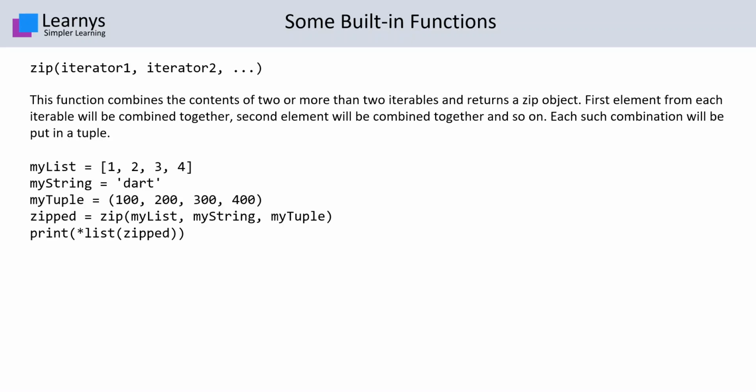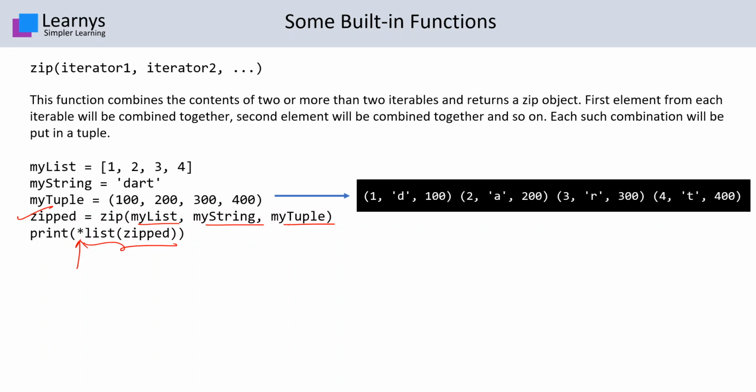Let's say we have a list, a string and a tuple. All these three are iterables. We are creating a zip object named zipped and list, string and tuple have been passed inside it. Later on, the zipped object is being converted into a list and all the elements of this list are being printed. Let's see the output.